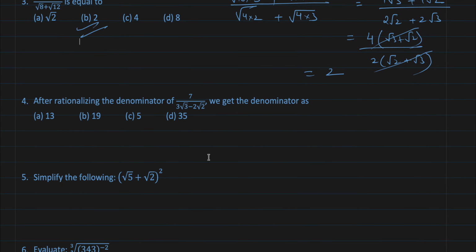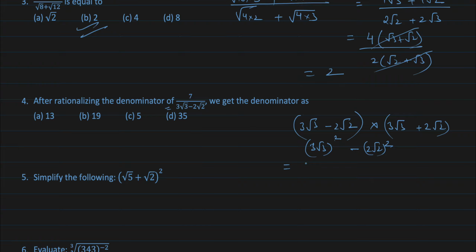Okay. Now question number 4, after rationalizing the denominator of this given irrational number, we get the denominator as, so only the denominator we will work on. So 3 root 3 minus 2 root 2. When you rationalize, you multiply with the opposite sign, if you remember, because we change the sign and make it a square minus b square identity form. So it will be 3 root 3 whole square minus 2 root 2 whole square. So 3 square is 9 and 9 3s are 27, and 2 square is 4, 4 2s are 8. So when you subtract 27 and 8, you get 19. So that's your answer. I hope it's clear, students.